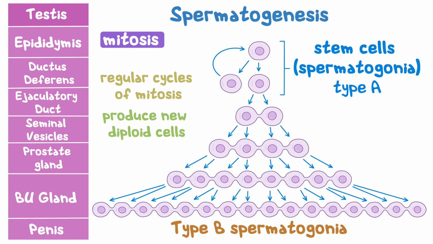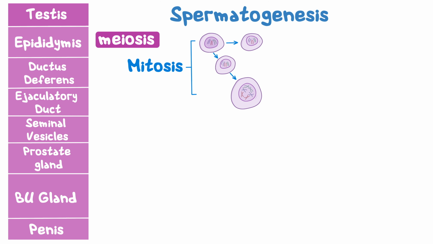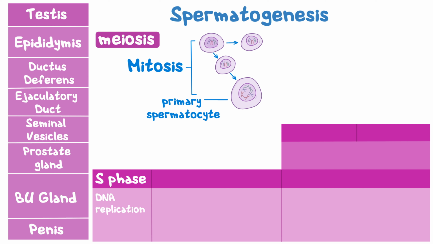Some of the new cells formed by mitosis remain in the basal layer of spermatogonia, others move towards the lumen and enter meiosis. At the start of the meiosis phase, the cells begin to enlarge and are known as primary spermatocytes. They undergo an S phase, where they replicate the DNA in their chromosomes prior to cell division. They then enter prophase of the first division in meiosis, a process which lasts about 20 days.